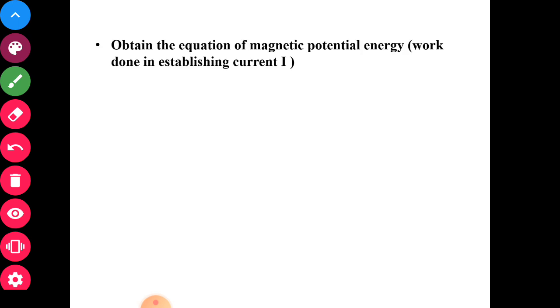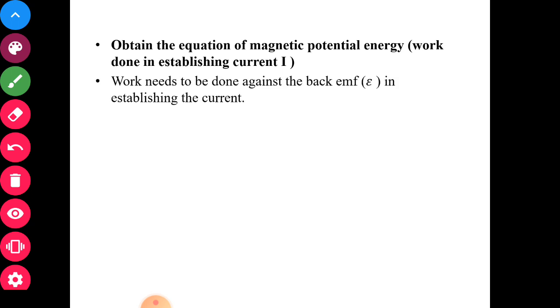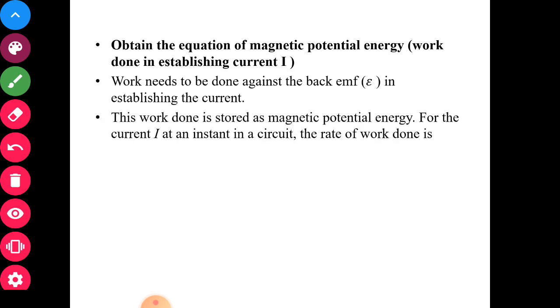Now obtain the equation of magnetic potential energy, or work done in establishing current I. Say for example you want to establish current I in the coil. Work is required to be done against the back EMF in establishing the current. If you want to establish some current, the back EMF does not allow it because it opposes the very cause, that is the change in that current. So you have to do some work. This work done is stored as magnetic potential energy.